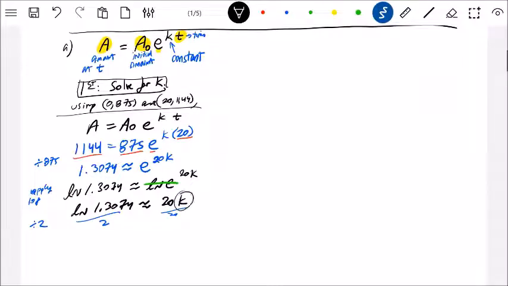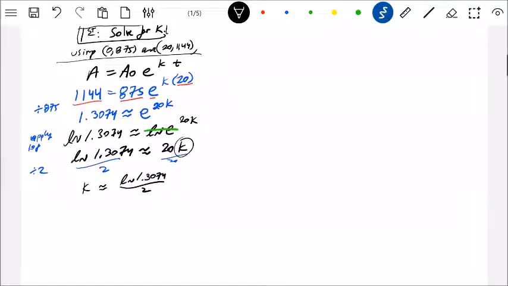So over here we have just k left. k is approximately the natural log of 1.3074 divided by 20. And what that number means, k is approximately 0.0134. That constant is the growth. If we change that into a percent, we would have 1.34%, and that's the growth of the population, about 1.34%. But we don't need that for our purposes right now. We need it in decimal form.